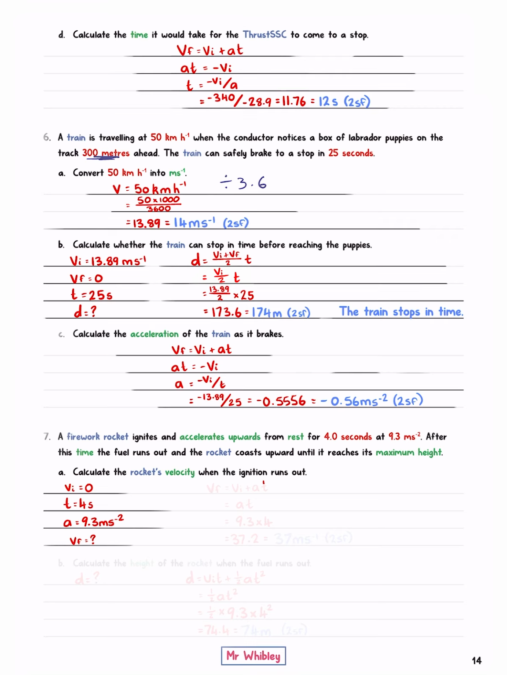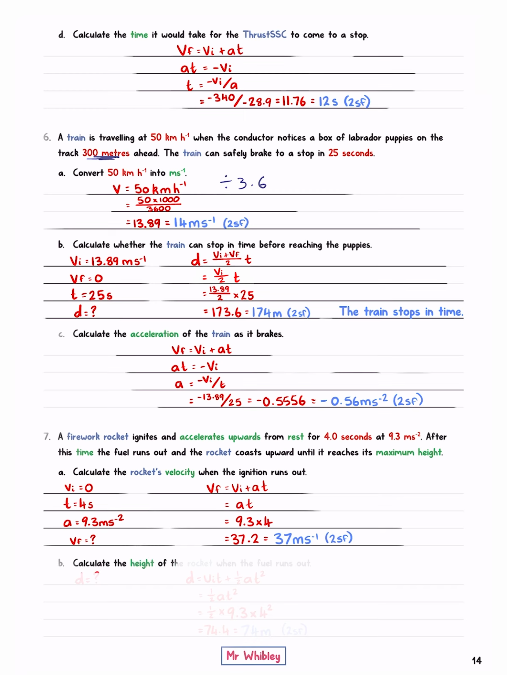The quantity that we don't have and we don't care to find is distance, so we choose the equation without distance. Vi is 0, so this simplifies to at. Put in our numbers, gives me 37.2 or 37 meters per second to two significant figures.